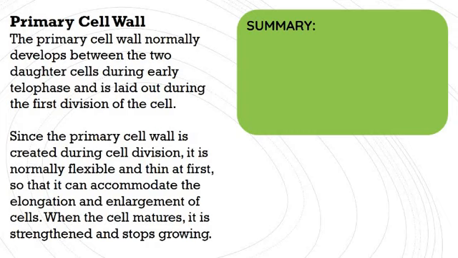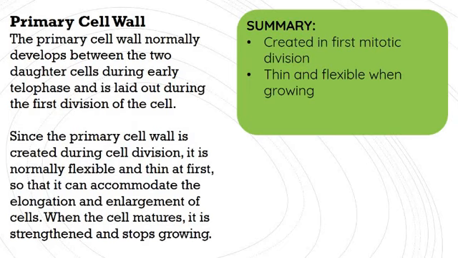So the main points from your summary here should be that they're created in the first meiotic division, they're the first cell wall to be made, they are thin and they're flexible when that cell is growing, and then at the end, when the cells finish growing, they become stronger as the cell matures. Let's look at our next source.